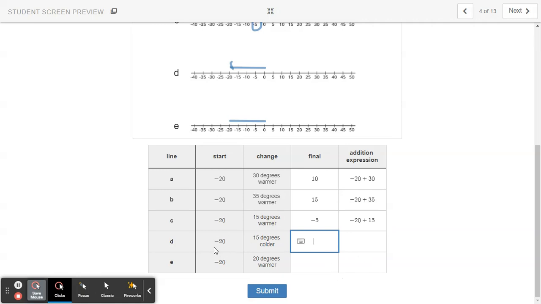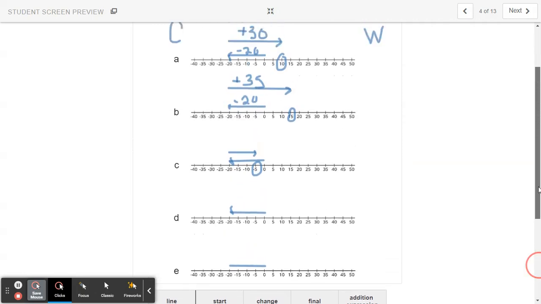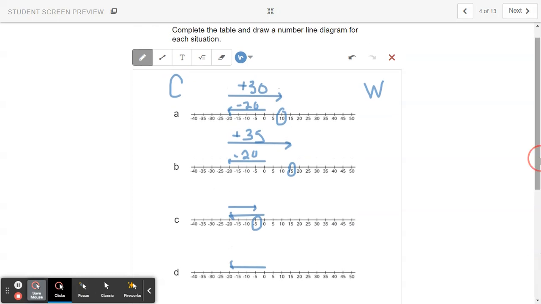All right, let's look at this one. It says you start at -20, but this time we're going to get 15 degrees colder. So for D, we started here at our -20 like always, but now it's getting colder, so we have to go to the left. So that means 5, 10, 15.